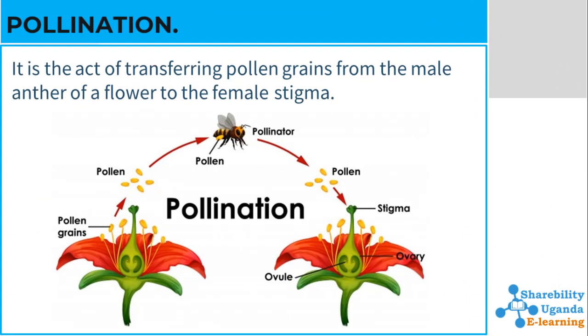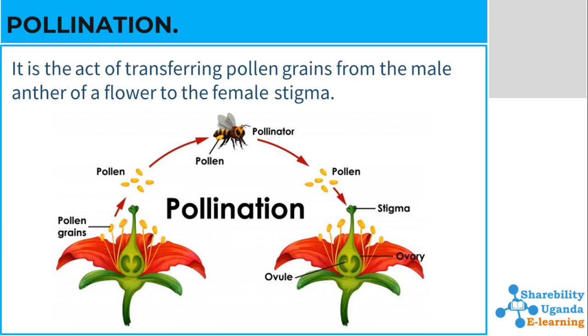When we hear pollination, pollination is basically like fertilization in plants. It is how plants do their fertilization. It is the act of transferring pollen grains from the male anther of a flower to the female stigma of the flower. In the picture below, we can see a bee acting as the agent of pollination.